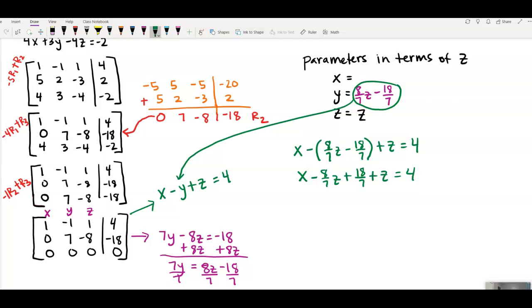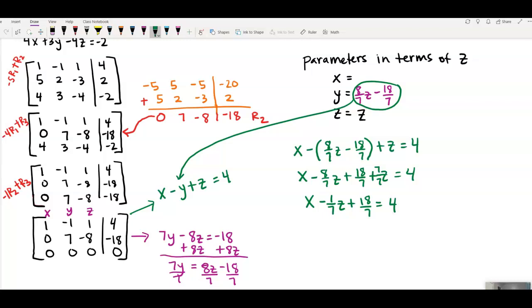Well, I need to get a common denominator there to be able to add my z and my negative 8/7 z, right? So it's kind of like I'm saying 7/7. That's the same thing as 1z, but that will give me a common denominator there. So I got x, negative 8/7 plus 7/7 is negative 1/7 z, right? Plus 18/7 equals 4. And this is really like on these fractions and stuff like that, this is where it's really nice to have a really good calculator that deals with fractions so that you're not worried, am I just messing this up because of the fractions or something like that, right?